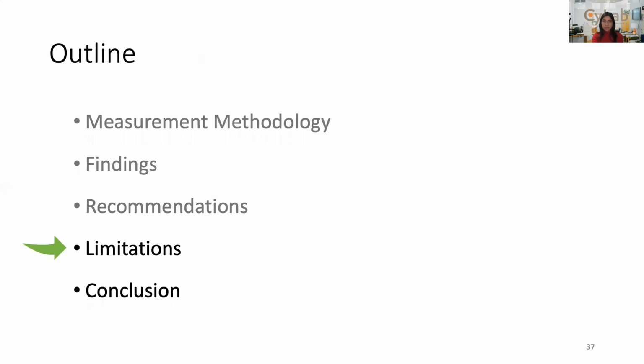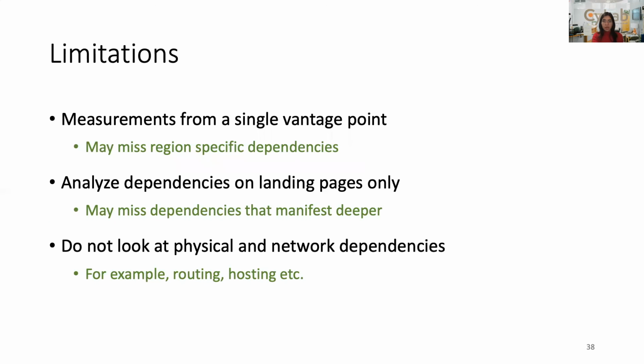To highlight some of the limitations of our work, our measurements are from a single vantage point only, and hence we may miss region-specific dependencies. We analyze dependencies only on the landing page of a website, hence we may miss dependencies that manifest deeper in the content hierarchy. A direct consequence of this could be that we may miss certain CDNs used by a website because their landing page didn't access any resource from a CDN. Finally, we also did not look at the physical and networking infrastructure dependencies such as routing and hosting, mainly because it's not the scope of this work.